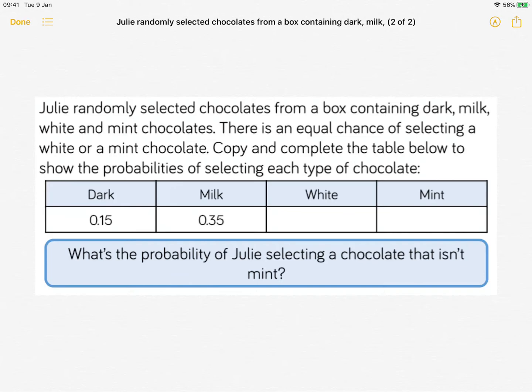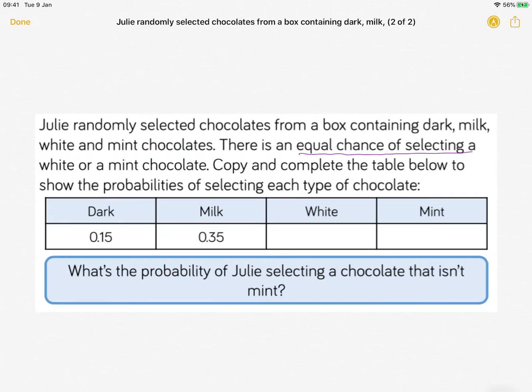Now onto this question. Julie randomly selected chocolates from a box containing dark, milk, white and mint chocolates. There is an equal chance of selecting white or mint chocolate. So that's a key bit of information there, so I'm just going to underline it. Copy and complete the table below to show the probabilities of selecting each type of chocolate.